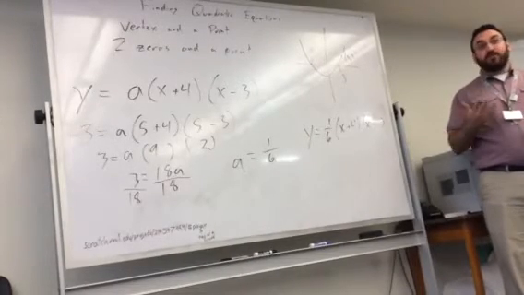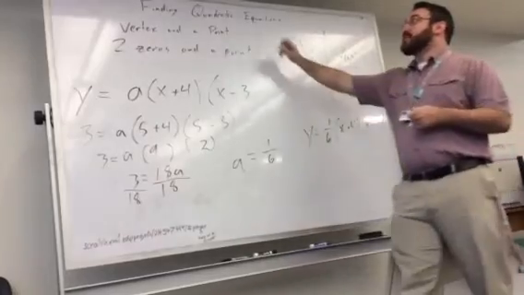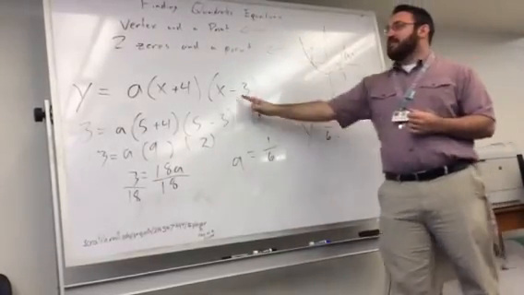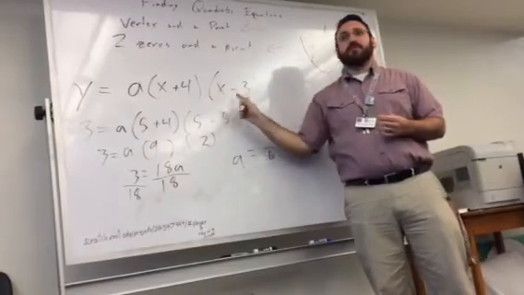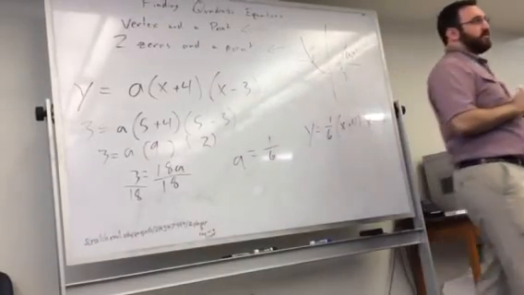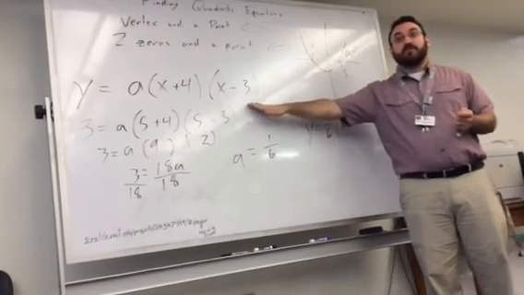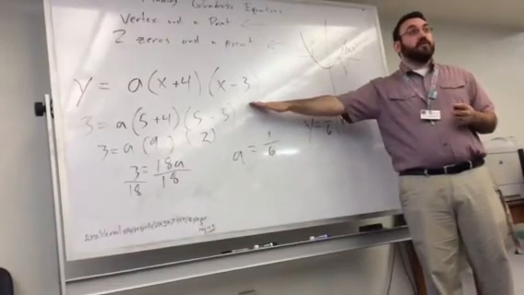So really, the only difference between the vertex and a point that we did as a warm-up and this 2 zeros and a point is that you just have to know how to make the 2 zeros into a quadratic equation. And really, that's as simple as this. This is all you have to do to make that into a quadratic equation.